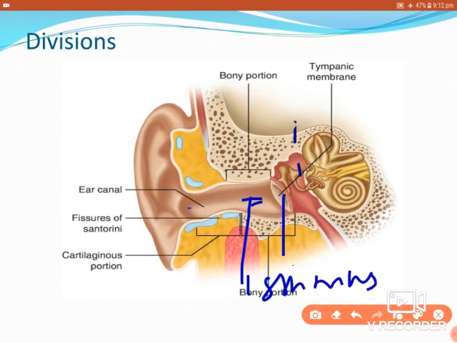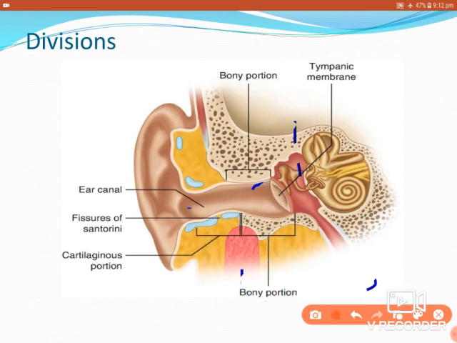So if any foreign material gets lodged in the part of the canal medial to the isthmus or lateral to the tympanic membrane, it is difficult to remove, which can cause perforations or infections of this tympanic membrane. Okay.